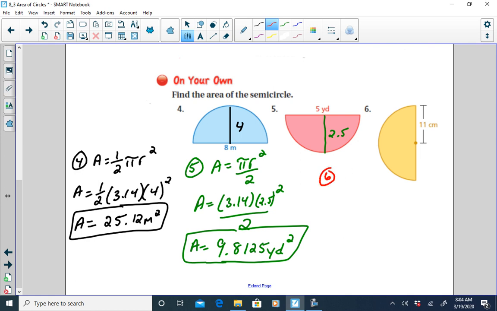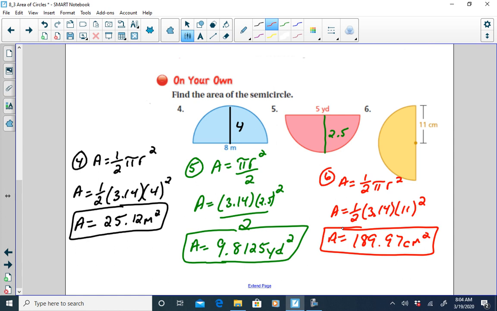Problem 6, area is equal to 1/2 times pi times r squared. We're actually given the radius this time, which is 11, so area is going to be equal to 1/2 times 3.14 for pi times our radius, which is 11. We're going to square that. So area is going to be equal to 11 squared is 121 times 3.14, but then we have to take half of that or divide that by 2, and we should get 189.97, and those are square centimeters.